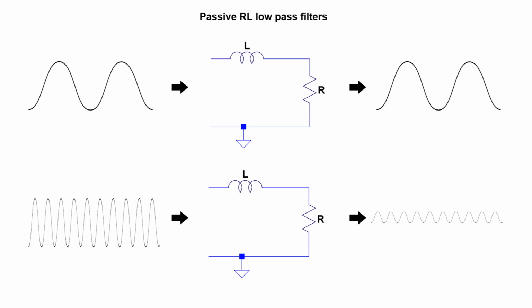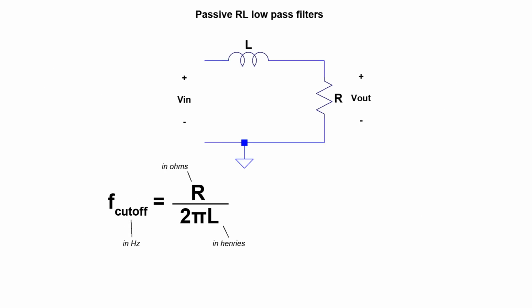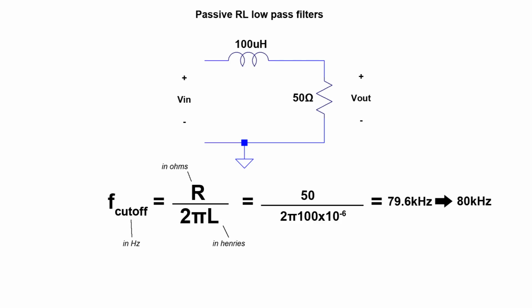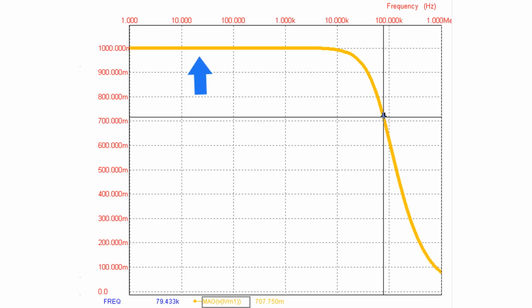Now, as I mentioned in my first inductor video, inductors resist sudden changes in current. Because of this, inductors will filter out certain high-frequency signals, depending on the inductance value, and let the lower frequencies pass through unchanged. The cutoff frequency of the filter is given by this equation, and let's run through a quick example where I have a 100 microhenry inductor and a 50 ohm resistor. Plugging the values into the equation, we get a cutoff frequency of 79.6 kHz, and I'm going to round that off to 80 kHz.